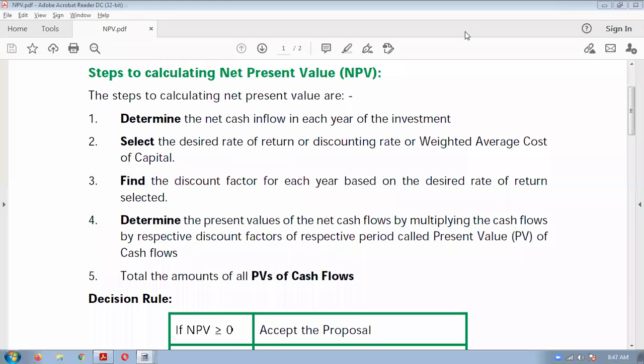So in the previous classes, we have seen about capital budgeting and the payback period method. Today we will be discussing the net present value method, which is a very popular method for evaluating projects. Net present value is a modern and popular technique for evaluating projects.